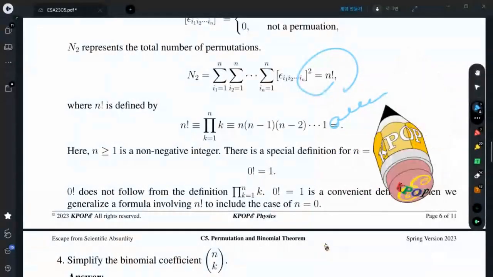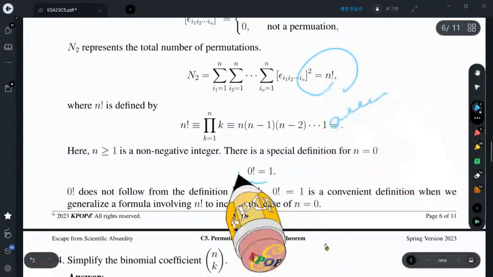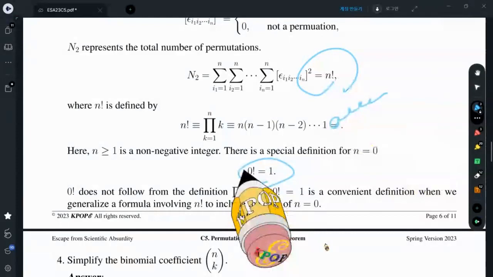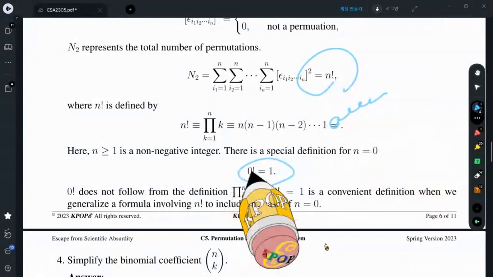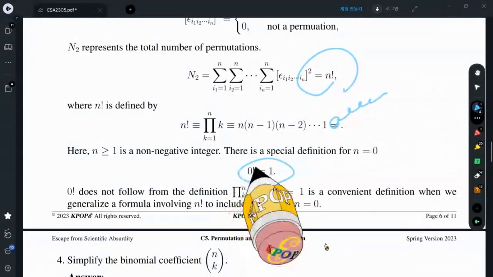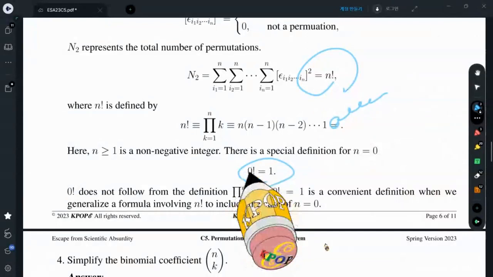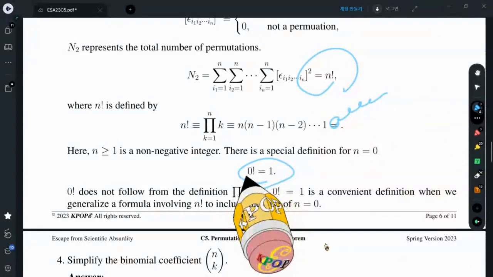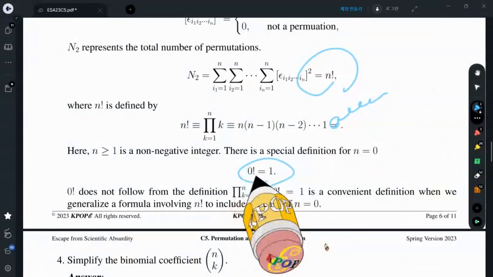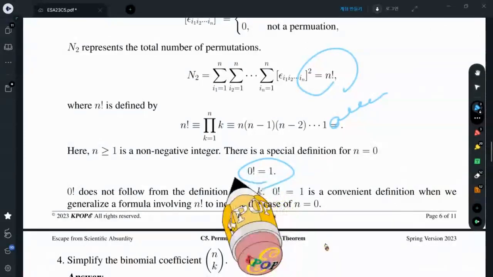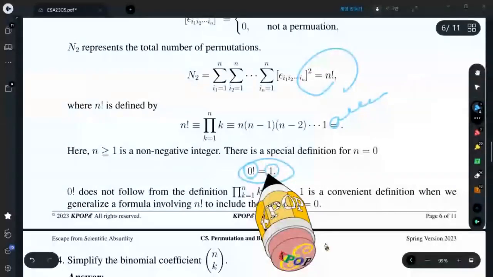And when we compute n factorial, we need to define this one. To simplify, 0 factorial means I do not multiply anything. It does not mean you multiply 0. No, 0 factorial means I have not multiplied anything. Therefore, it is good to define 0 factorial to be 1.